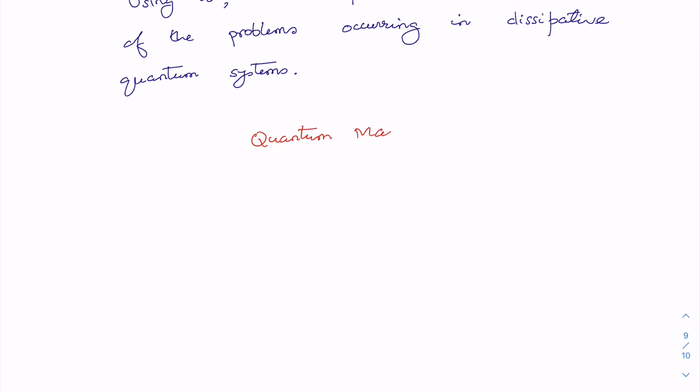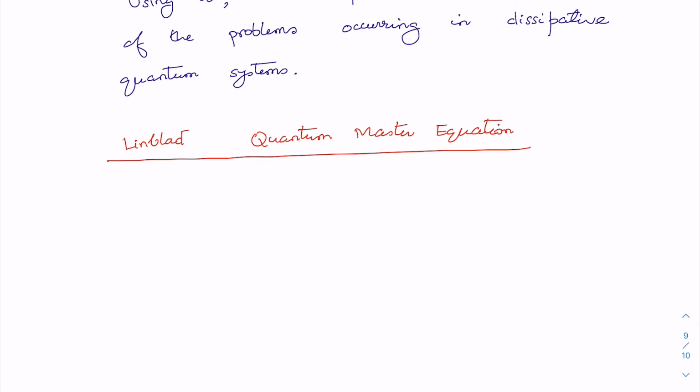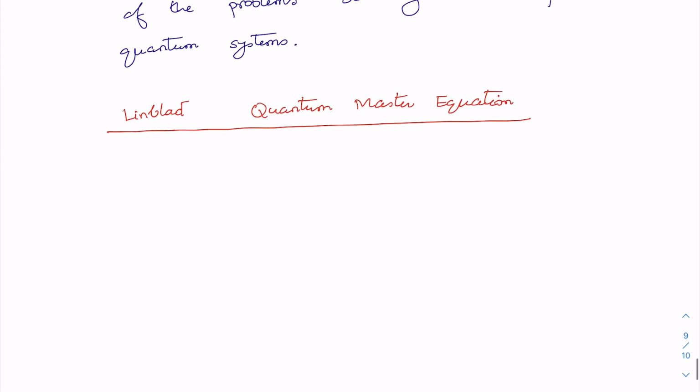Quantum master equation, which is also known as the Lindblad quantum master equation. This equation gives us the time rate of change of the density operator. So dot refers to the derivative with respect to time. So basically this is what I mean, the time rate of change of the density operator.